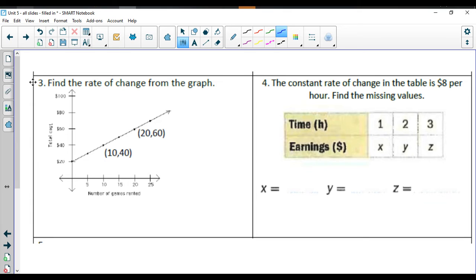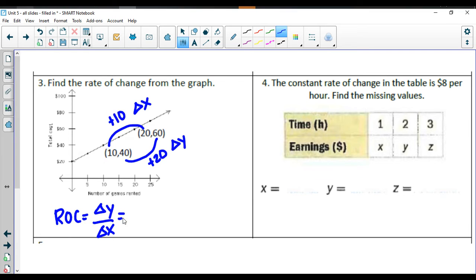For number 3, looking at the rate of change from the graph, we're going to go ahead and compare the x values. We add 10 in those, so that's delta x. For the y values, I go from 40 to 60, which is an addition of 20, and that's my delta y. So my rate of change is delta y divided by delta x. So 20 divided by 10. My rate of change here is 2.